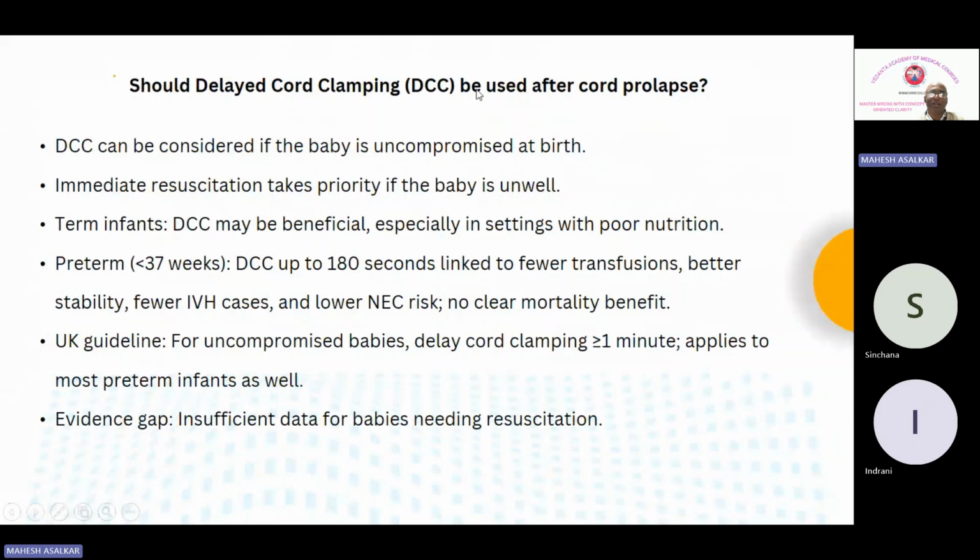Should delayed cord clamping be used after cord prolapse? DCC can be considered if the baby is uncompromised at birth. Immediate resuscitation takes priority if the baby is unwell. In term infants, DCC may be beneficial, especially in settings with poor nutrition. In preterm less than 37 weeks, DCC up to 180 seconds is linked to fewer transfusions and better stability. Generally they are not asking about DCC in cord prolapse.